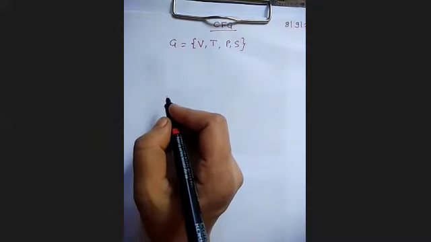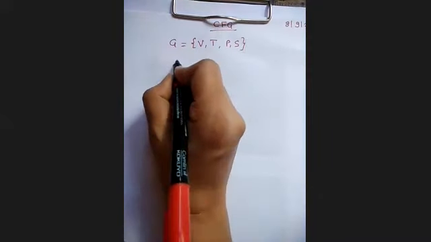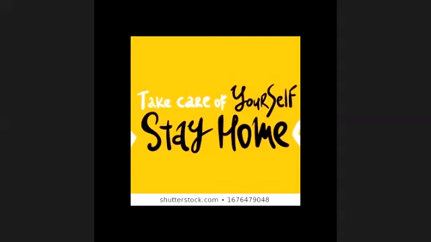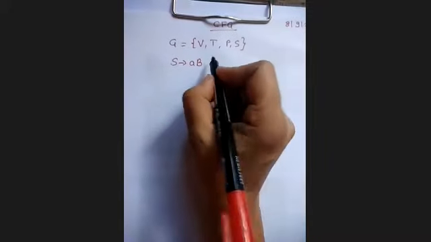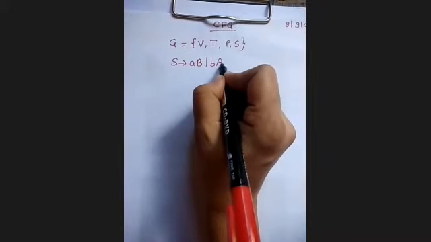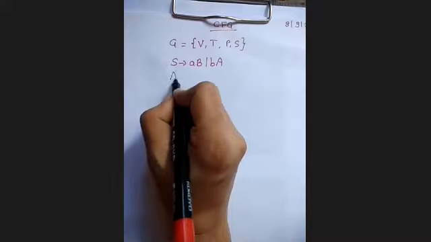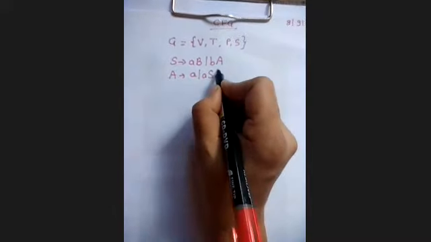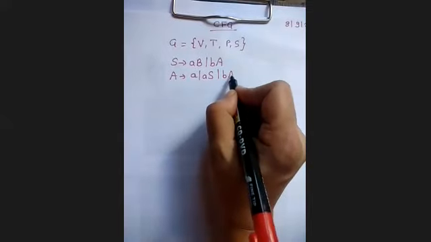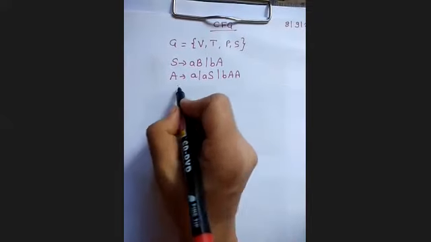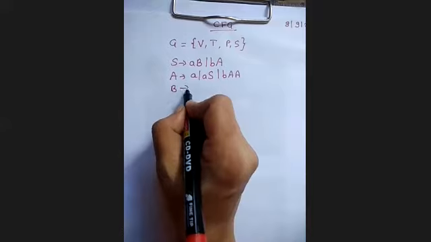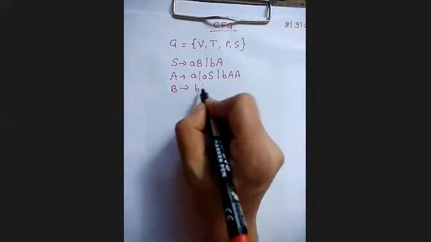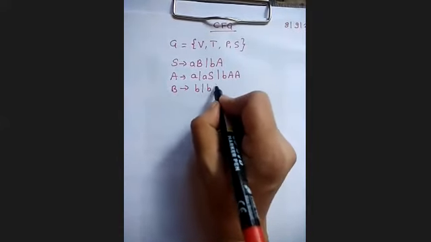Okay. So now here I am giving you a grammar. Now the question is what? Find the context-free language defined by this grammar. Okay. So this is the grammar given. Write down the grammar. And what you have to find? The context-free language associated with this grammar.